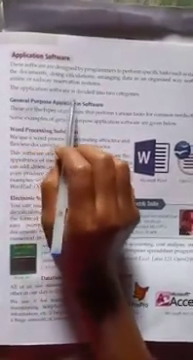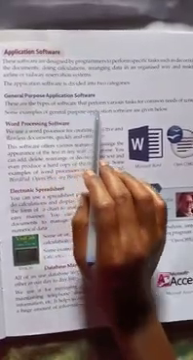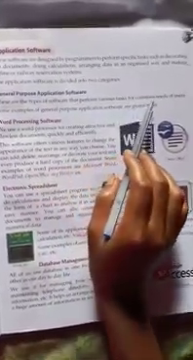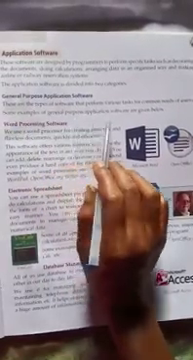The application software is divided into two categories. One is general purpose application software and another one is special purpose application software. Let's know about general purpose application software. These are the types of software that perform various tasks for common needs of users. Some examples of general purpose application software are given below.